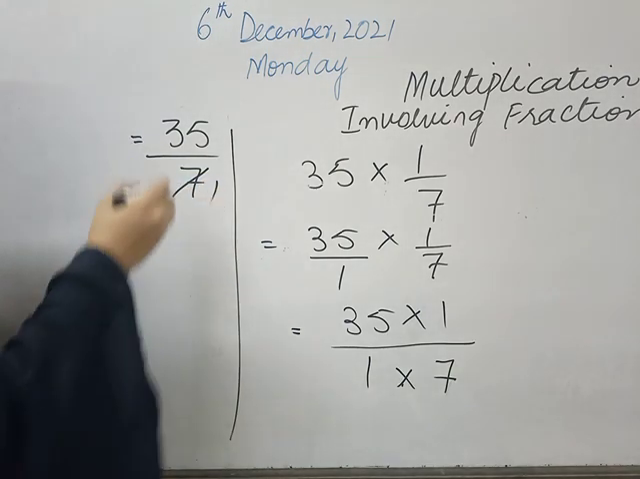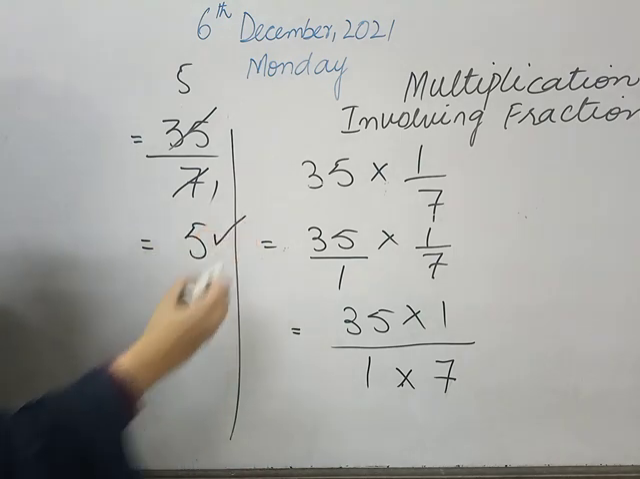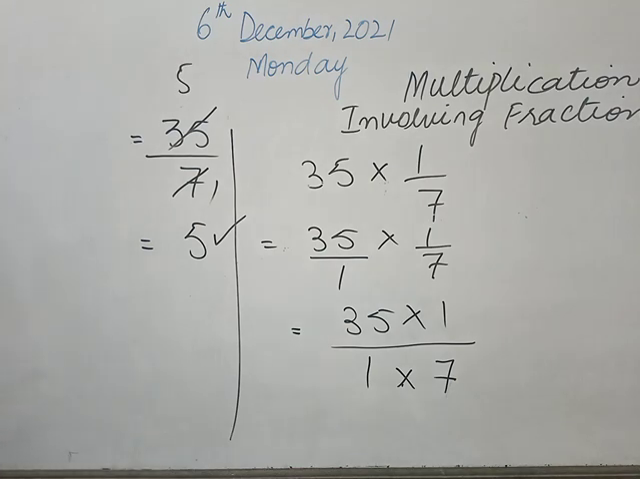7 1 times 7, and 7 5 times is 35. So we have 5 in the end. Fine. Now I am going to repeat it. You have to listen very carefully.